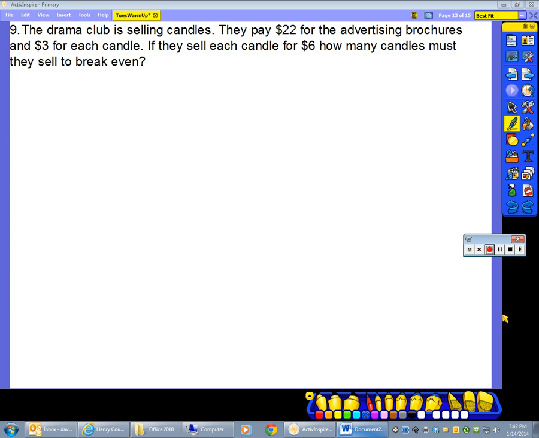Here we are, number 9, and my man Gavin just did an excellent job doing number 8. And so I'm going to do number 9. It is a tricky problem.